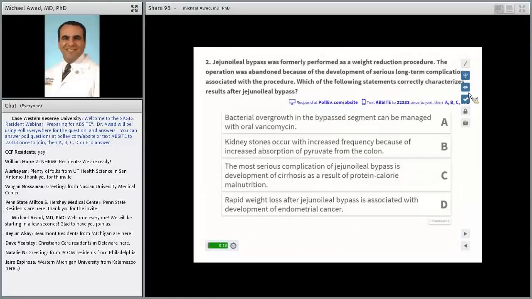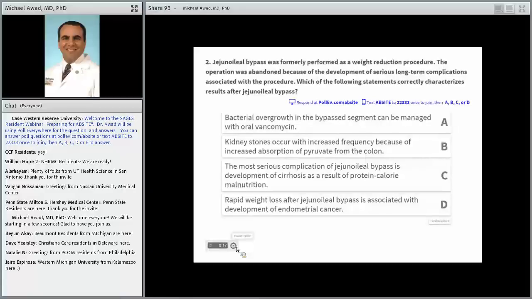All right, our next question. Jejunal ileal bypass was formerly performed as a weight reduction procedure. The operation was abandoned because of the development of serious long-term complications associated with the procedure. Which of the following statements correctly characterizes results after a jejunal ileal bypass?